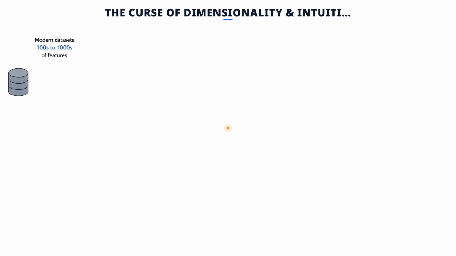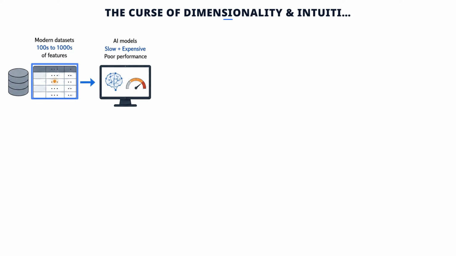In modern data science, datasets often contain hundreds or even thousands of columns, which we call features. You can see this represented by this large data table on the left. Now, feeding all 500 of these features directly into an AI model creates a massive problem. It makes the training process incredibly slow and computationally expensive. But worse than the cost, it often results in poor performance because much of that extra data is just redundant noise that confuses the model we are trying to train.